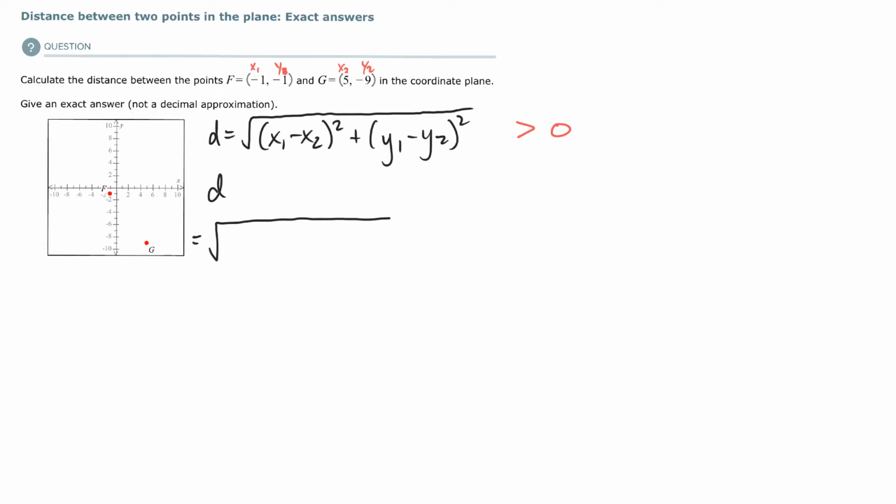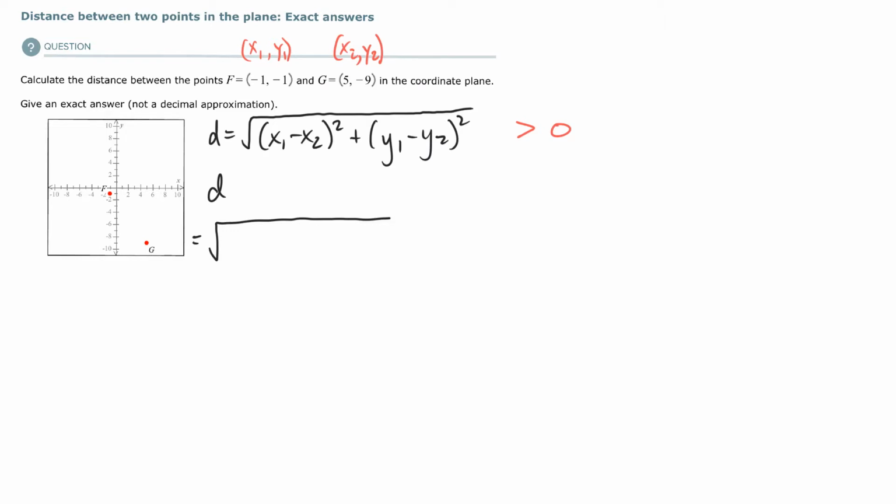I don't like my little y1 there. Why don't I make that bigger? x1, y1, bigger. Okay, I'll make this other one bigger too so you guys can see it. x2, y2, bigger. All right.